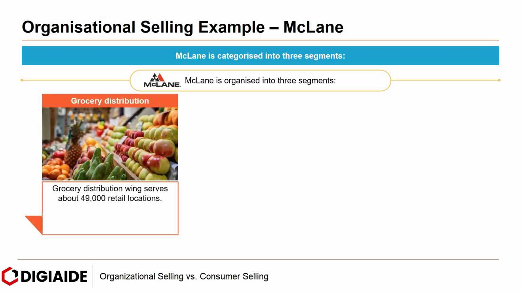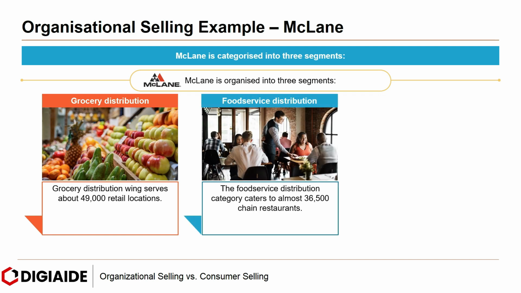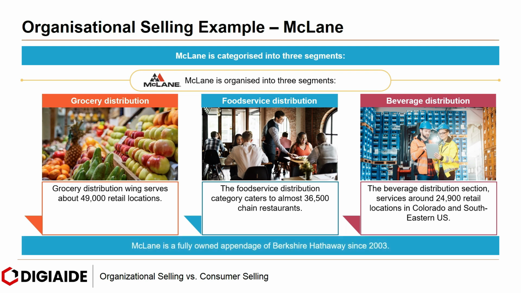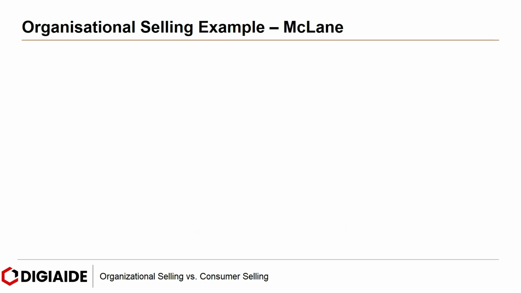First, grocery distribution. The grocery distribution wing serves about 49,000 retail locations in the US. Next, food service distribution, which caters to almost 36,500 chain restaurants. And finally, beverage distribution that services around 24,900 retail locations in Colorado and southeastern US. McLane has been a fully owned appendage of Berkshire Hathaway since 2003.